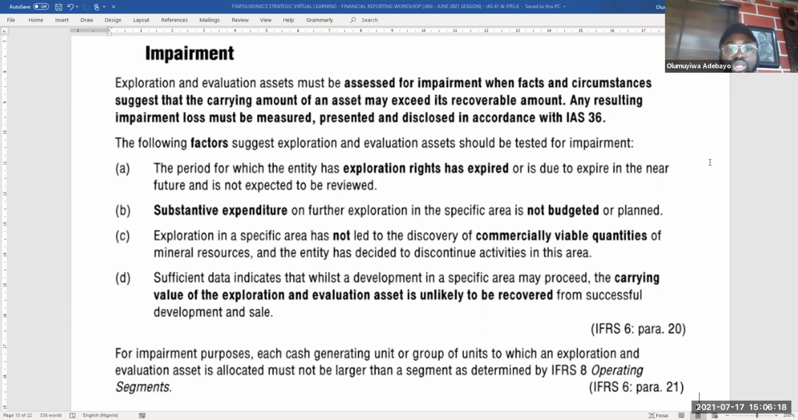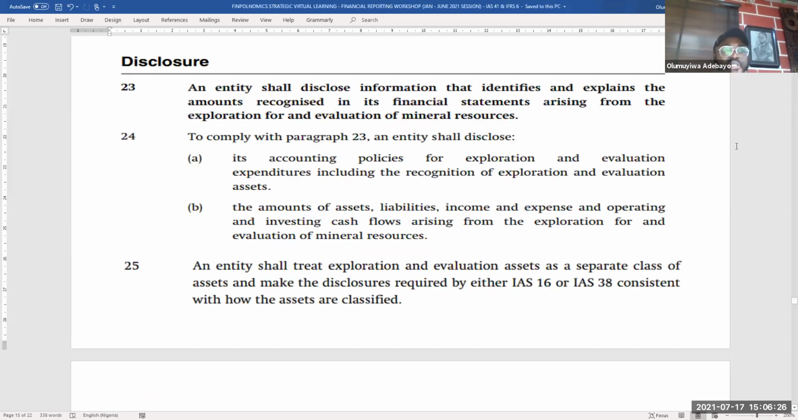In conclusion, what are the disclosure requirements? Remember, disclosure requirement entails what information you need to provide, qualitative and quantitative, especially as it's supported within the notes to the financial statements. An entity is required to disclose information that identifies and explains the amounts recognized in the financial statements as they arose from E&E activities regarding mineral resources, which may include E&E expenditure, those expensed and those capitalized, and E&E assets.